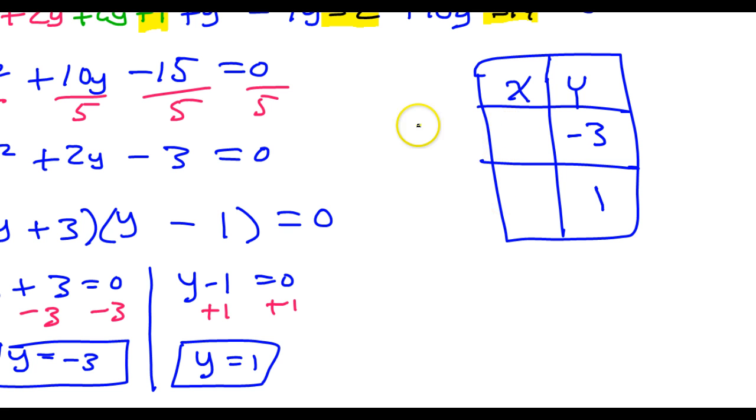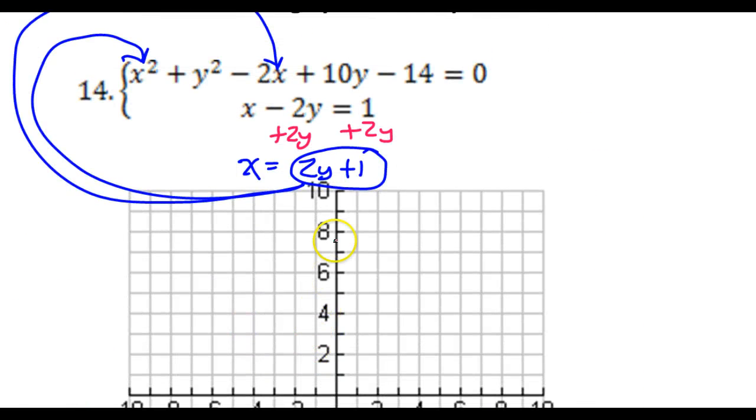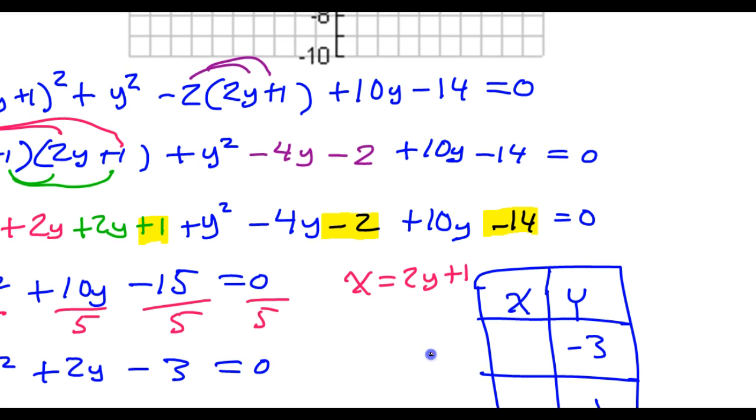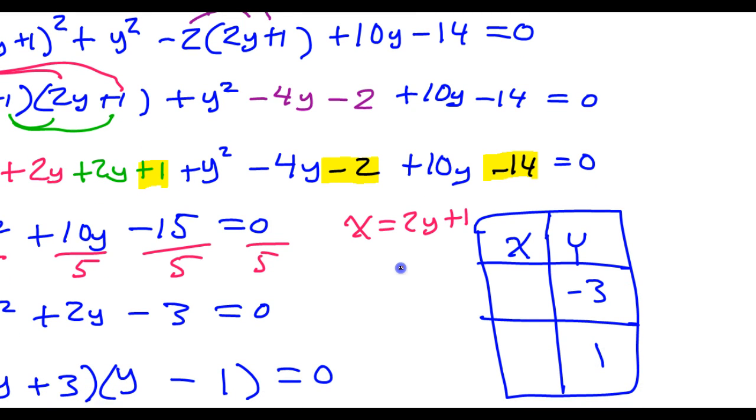So if I want to find the x values that go with these y values, I'm going to go all the way back to the little equation they gave me. Well, I modified it slightly, but I'll use the version that says x equals 2y plus 1. Okay, so I'm just going to write that down right here. x equals 2y plus 1. So using this formula, if y is negative 3, then that means I have 2 times negative 3 plus 1, which should give me the x value. So that's going to be negative 6 plus 1, so that'll be negative 5.